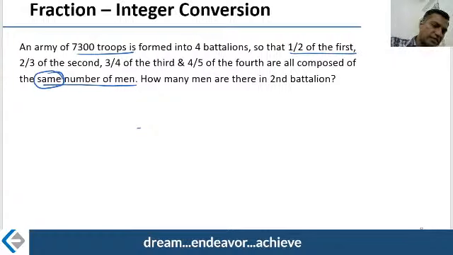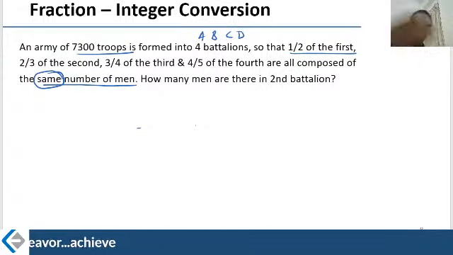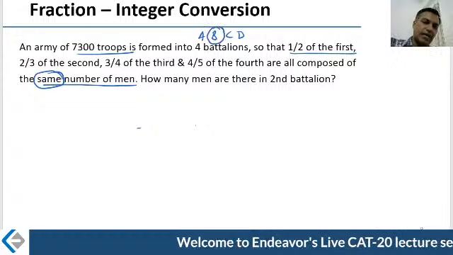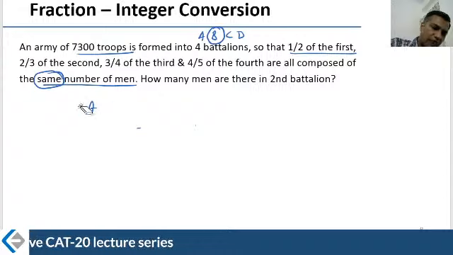Therefore, let's say that the 4 battalions are named A, B, C, D. His question is, can you tell me the value of B, the second battalion? How many soldiers are there in the second battalion? Great. So how do you write it? You say that half of A. Let me write it, friends.